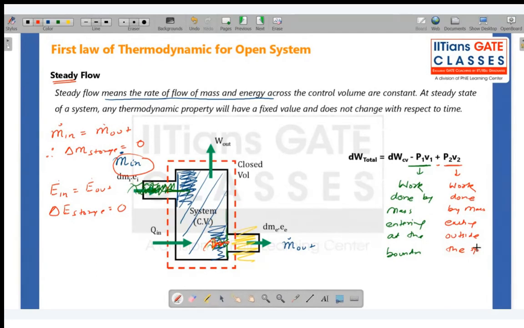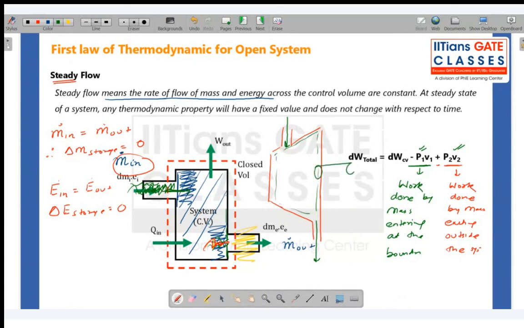Now there could be one other type of work. For example, let's say you have a turbine. Okay. So turbine is something like this. When mass is coming in, then this will happen. When mass is going out, this will happen. Okay. Because you see, it is pushing the boundary. This is the boundary.